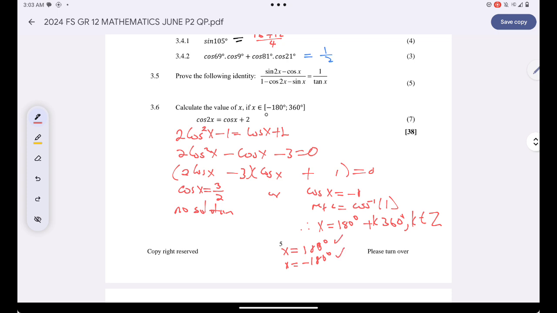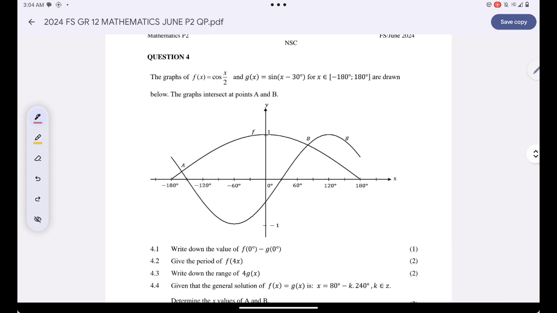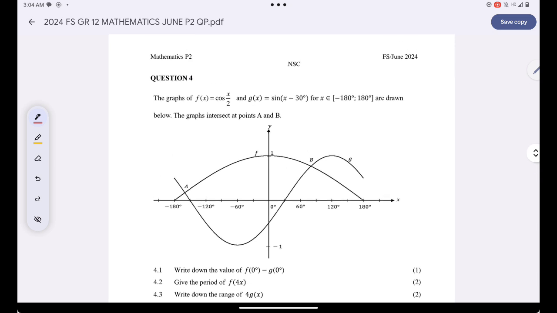If, guys, you are given a restriction, your answer should not end here. You should go a step further to find the x values within the restriction, and we can only do that by just substituting the values of k. Okay, now let's go to question number 4.